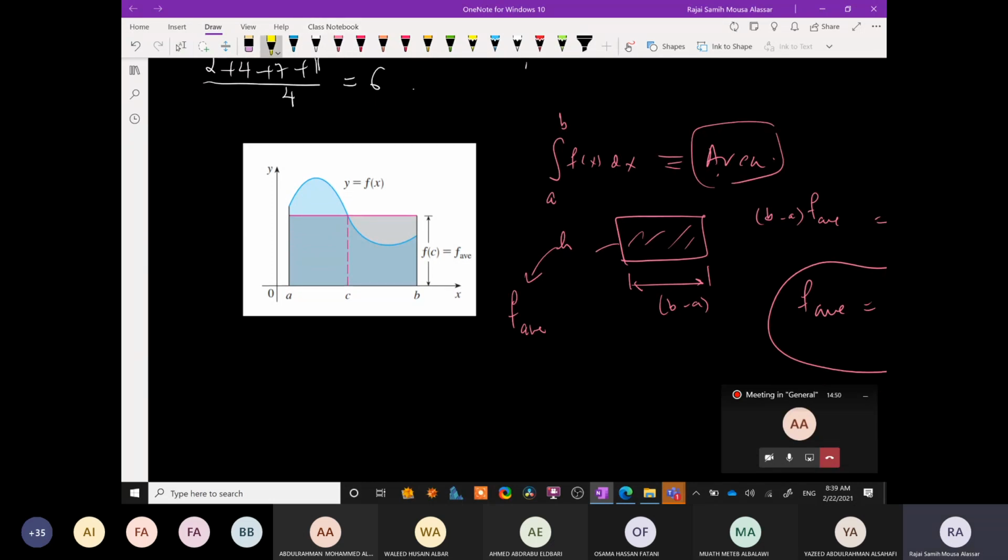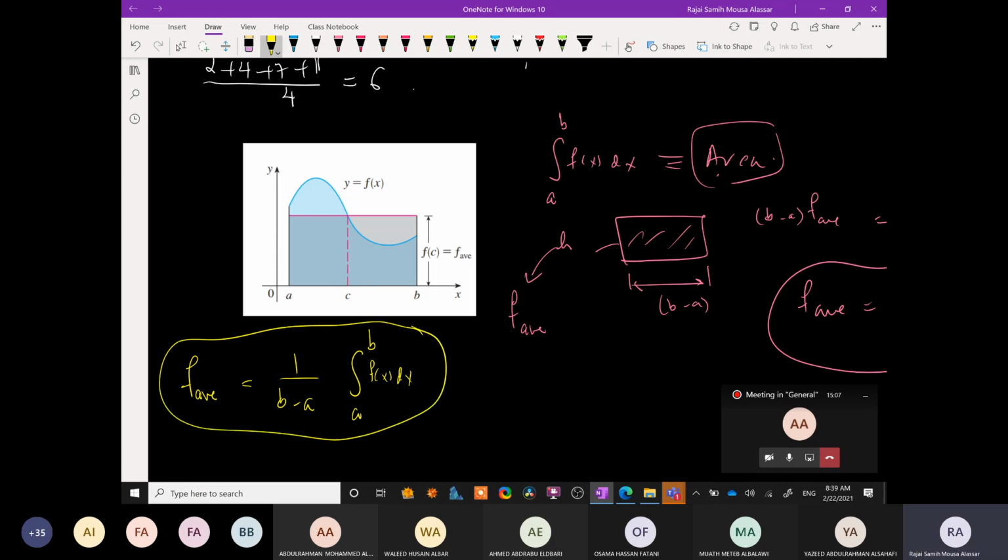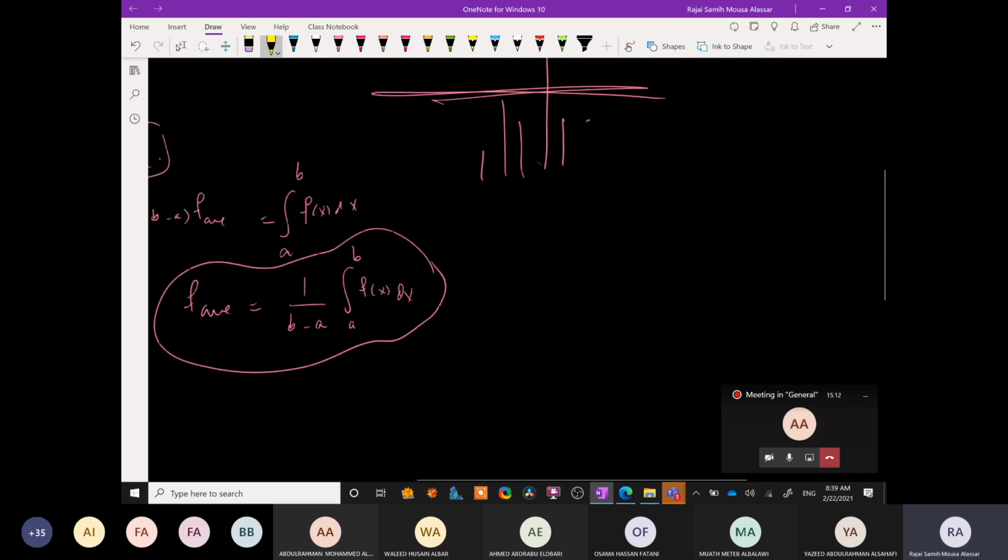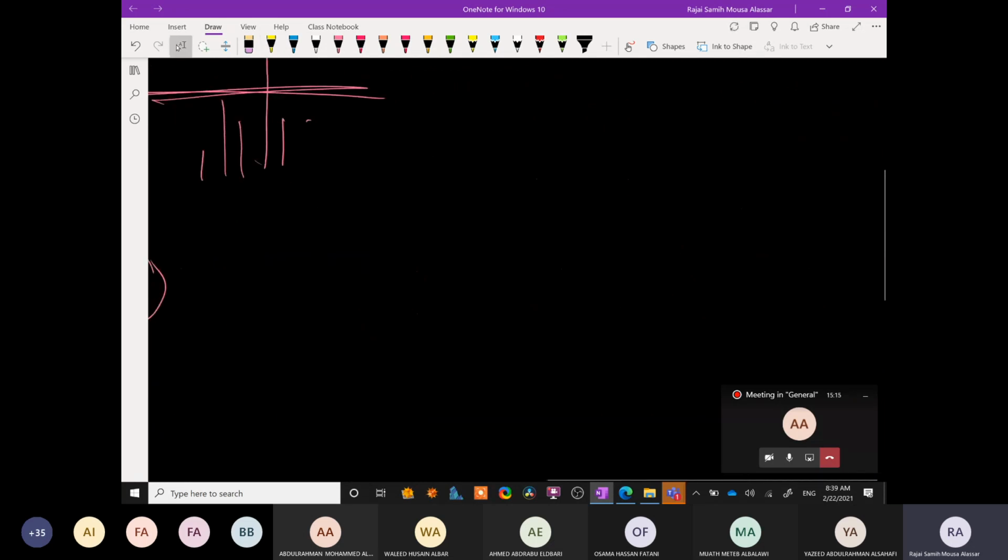Let me just summarize that. The average value of a function on an interval is equal to what? It's 1 over the width of that interval multiplied by the original area. And that's it. Okay, good. It's easy. You see that there's not much mathematics here. Let's just take some examples.